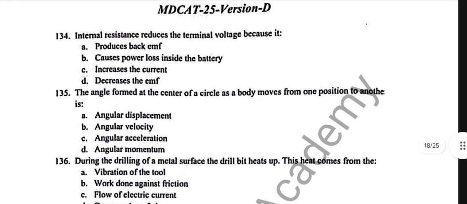Question number 135. The angle formed at the center of a circle as a body moves from one position to another is, and the correct option is A, angular displacement. Angular displacement tells how much angle an object sweeps.